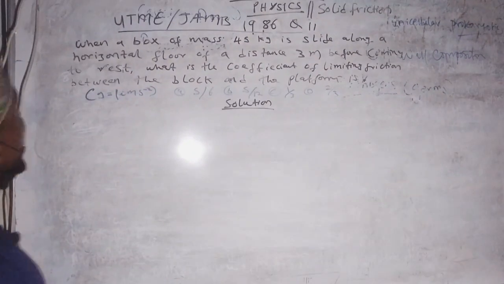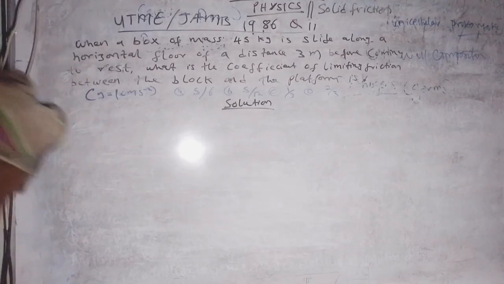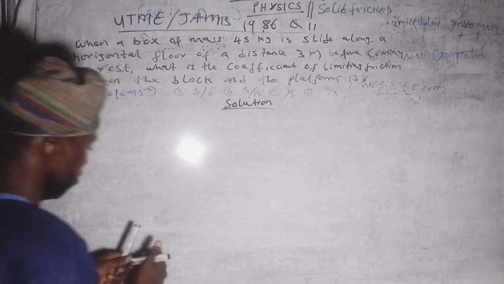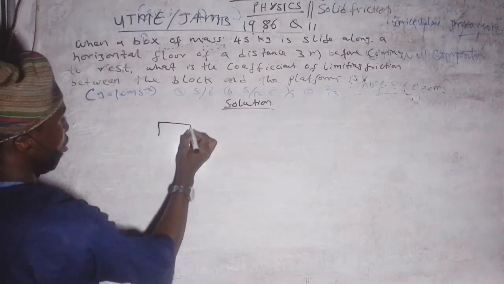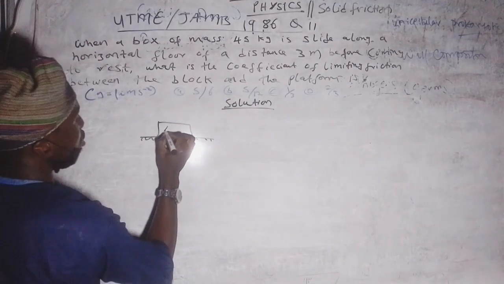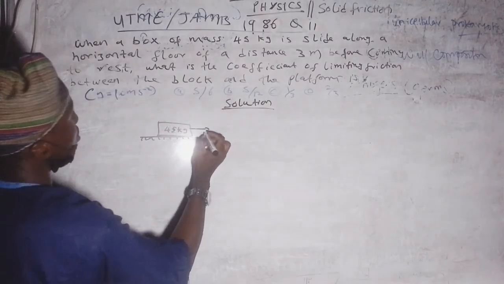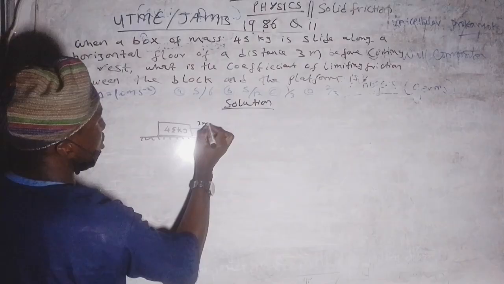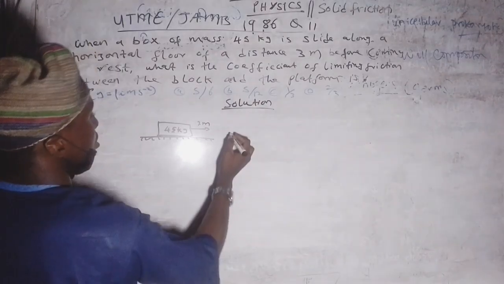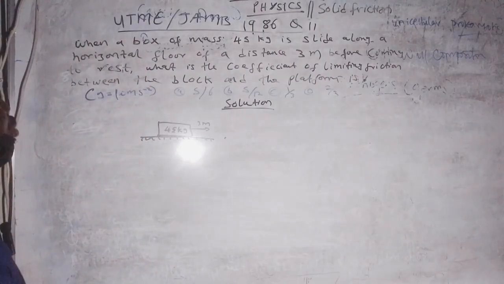This is question 11. When a box of mass 45 kilograms is slid along a horizontal floor for a distance of 3 meters before coming to rest, what is the coefficient of limiting friction between the block and the platform? Let's try and draw it here. We have a block and a platform. The block is 45 kilograms. It is slid along a horizontal floor for a distance of 3 meters before it comes to rest, before it stays in one place, maybe here. So what is the coefficient of limiting friction between the block and the platform?